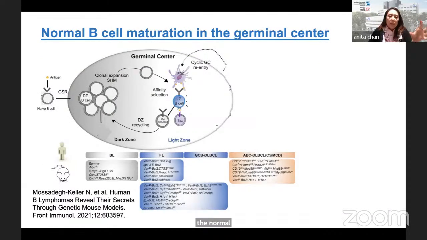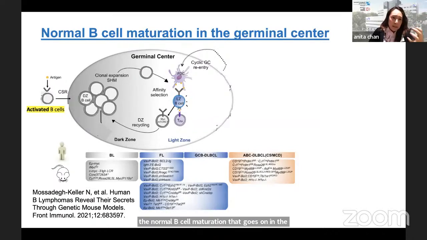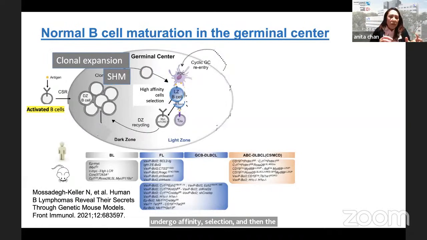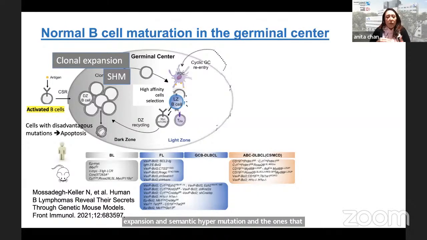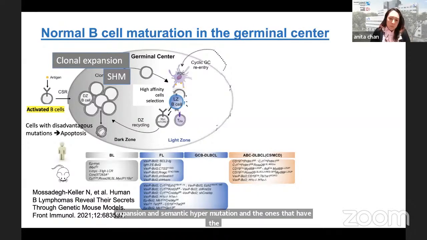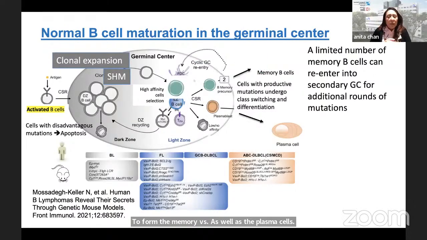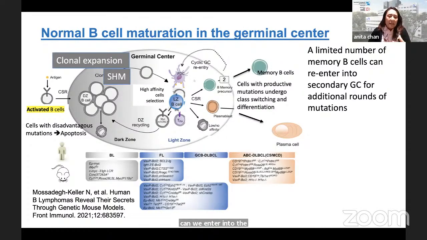So as I mentioned just now, when the naive B cell encounters antigen, they become activated B cells. They will enter the germinal center via the dark zone and then enter the light zone where they undergo affinity selection. And then the high affinity cells will go back into the dark zone and undergo clonal expansion and somatic hypermutation. And the ones that have disadvantageous mutations will undergo apoptosis, whereas the ones that have productive mutations will undergo class switching and differentiation to form the memory B cells as well as the plasma cells. Now, in this process, a limited number of memory B cells can re-enter the secondary germinal centers for a second round of mutations to enhance the affinity.